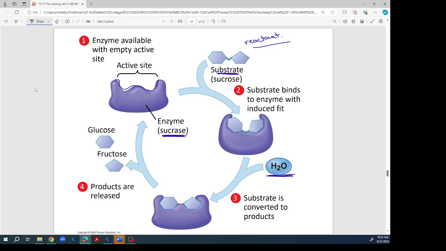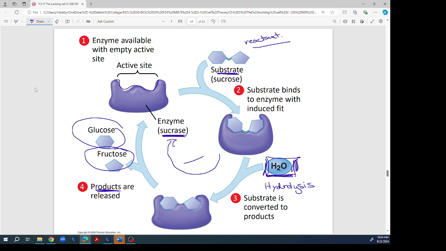Look at this one more time. We've got water coming in, so that would be hydrolysis. And then we have two monosaccharides as the products. And the other key thing, and it said this in our notes, is that the enzyme is not used up in the process. It can be ready to go again for that next disaccharide substrate to come into it.